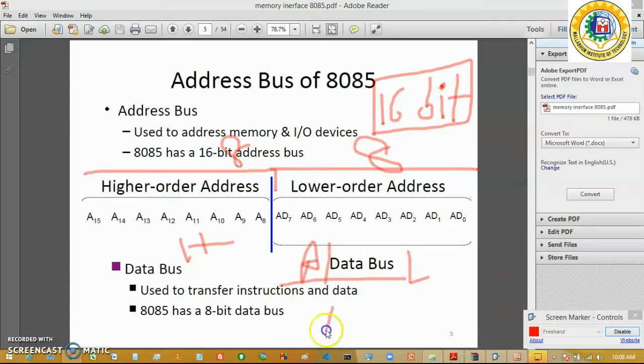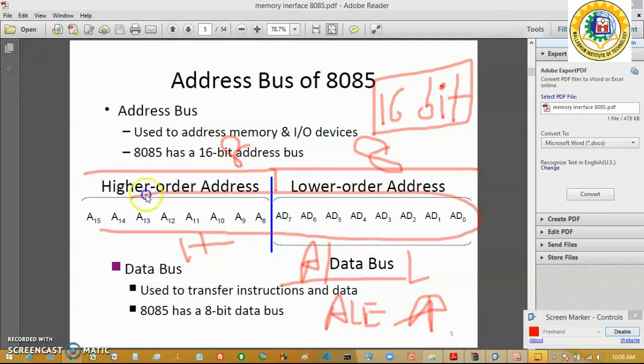That means when the ALE signal is high, it is used as an address bus as a whole. When the ALE signal is low, then this is used only as a data bus. The microprocessor identifies the address bus and data bus with the help of this ALE pin. The higher order address bus has nothing to do with when the data bus is in action. Okay.